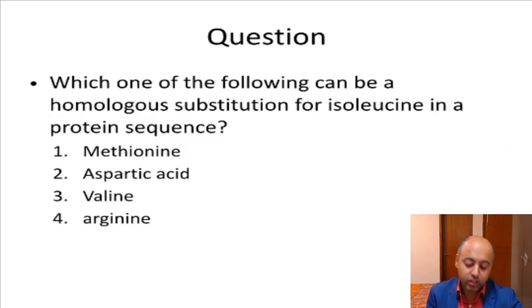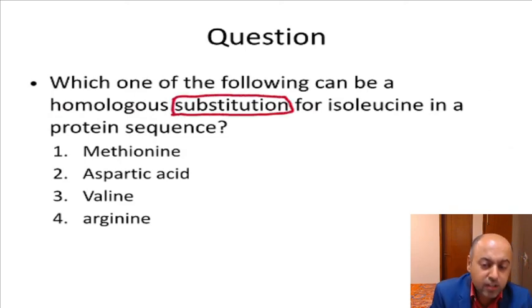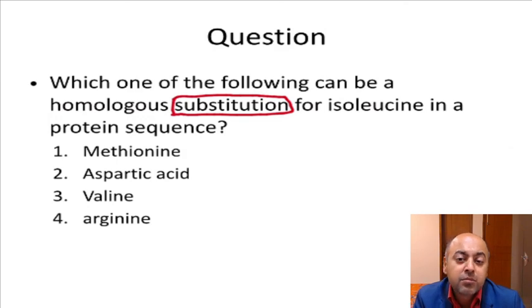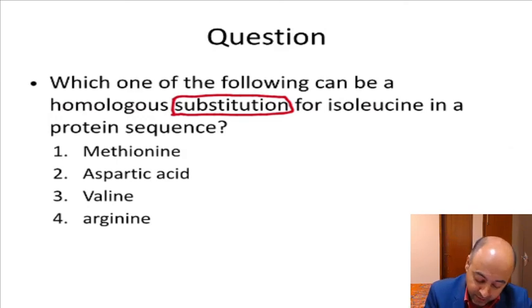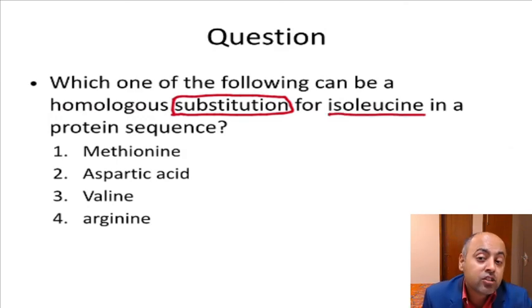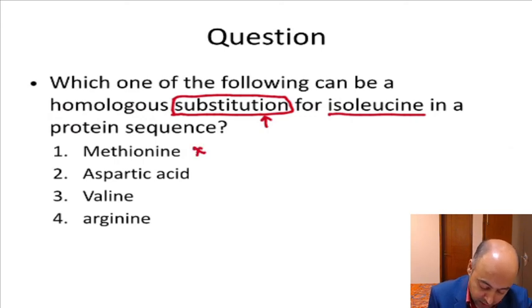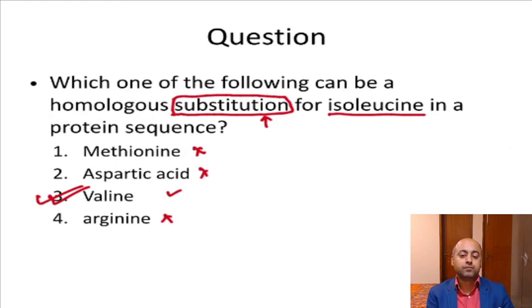So here we are talking about the substitution. When you do the substitution, in that case, a similar type of amino acid has to be added. So remember, isoleucine is a branched chain amino acid. Which are the other branched chain amino acids? Valine and leucine. So if you want to do the substitution, you have to put the similar ones. So you have to look for valine and leucine. Valine, yes. So the correct answer should be valine.